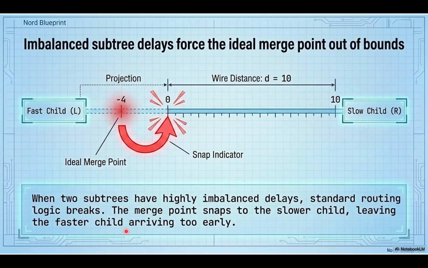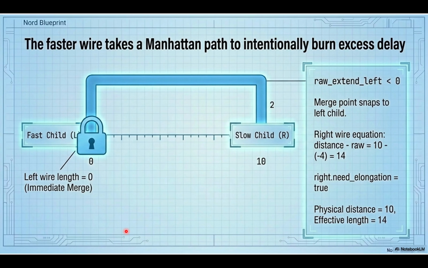Because how do you deal with an impossible negative number? You use it to dictate elongation. Exactly. Which raises an important question: what exactly is elongation in physical design, and why is it necessary?